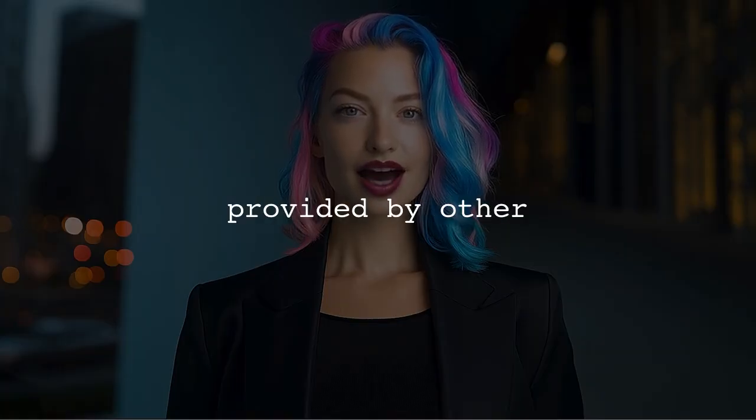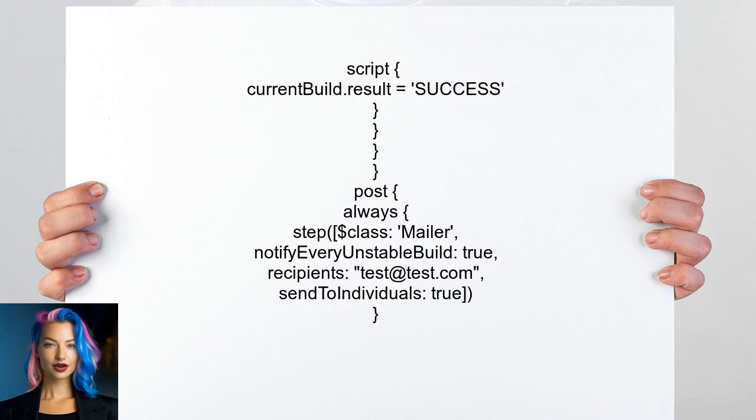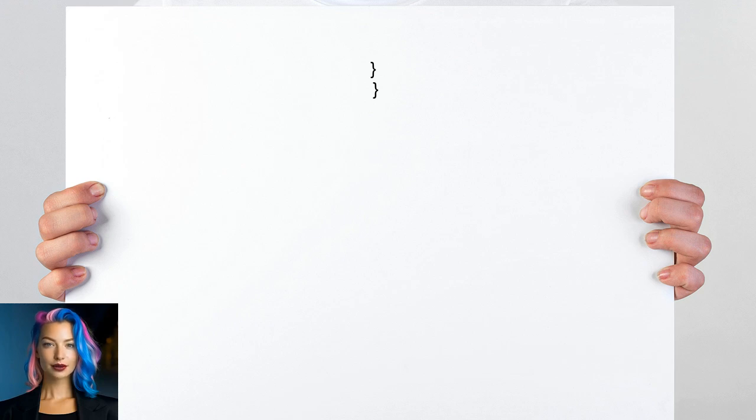Now, let's look at the answers provided by other users. An alternative solution provided by a user involves using the Mailer plugin in the post section of your Jenkins pipeline. This approach ensures the expected email notification behavior for builds.